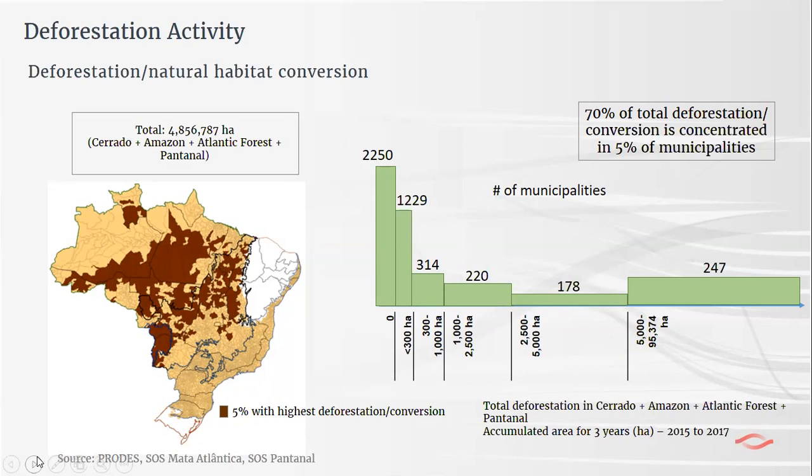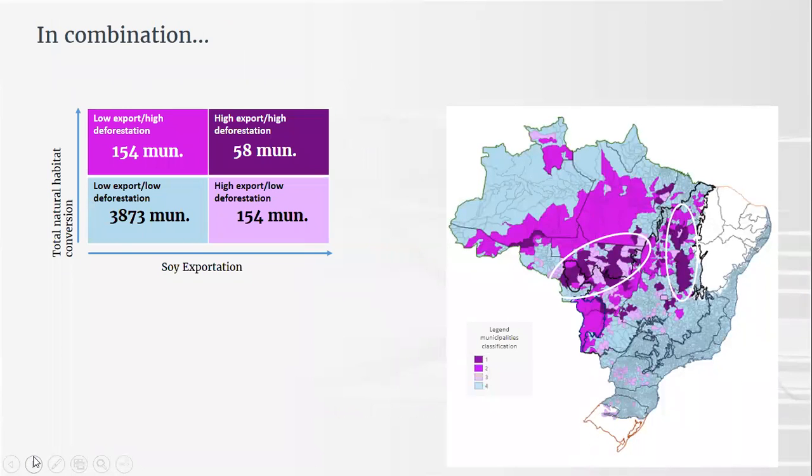If we then combine those two thresholds, it results in a division of municipalities into 4 categories, with the dark purple, the top right classification there, covering the municipalities which have the highest level of exports to the Soy Buyers Coalition countries and the highest deforestation rates. And that formed an initial list of 58 high priority municipalities for attention by the Soy Buyers Coalition.